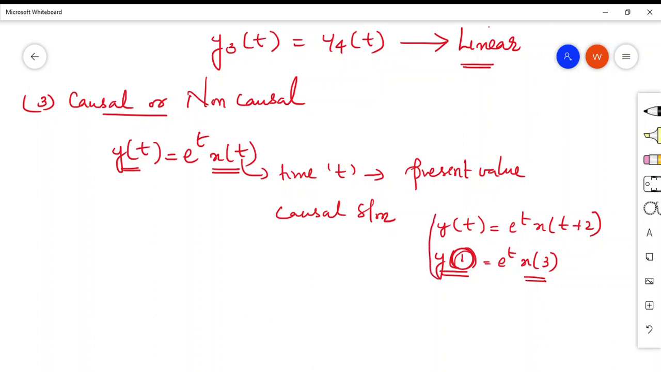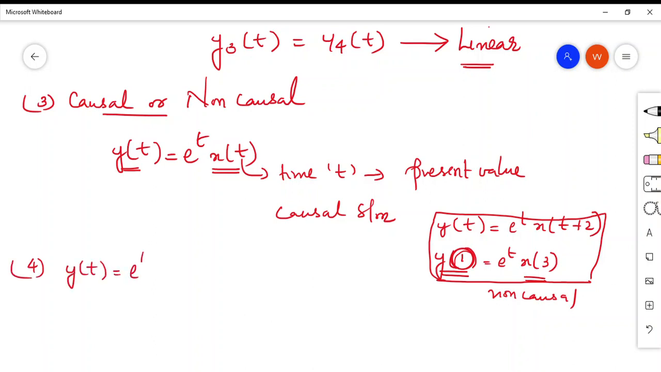So if the system is like this, you can say it is a non-causal system. This is how you check causal and non-causal. Now the last one, you have to check whether the system is stable or unstable. So you take x of t. What is the condition for stability?